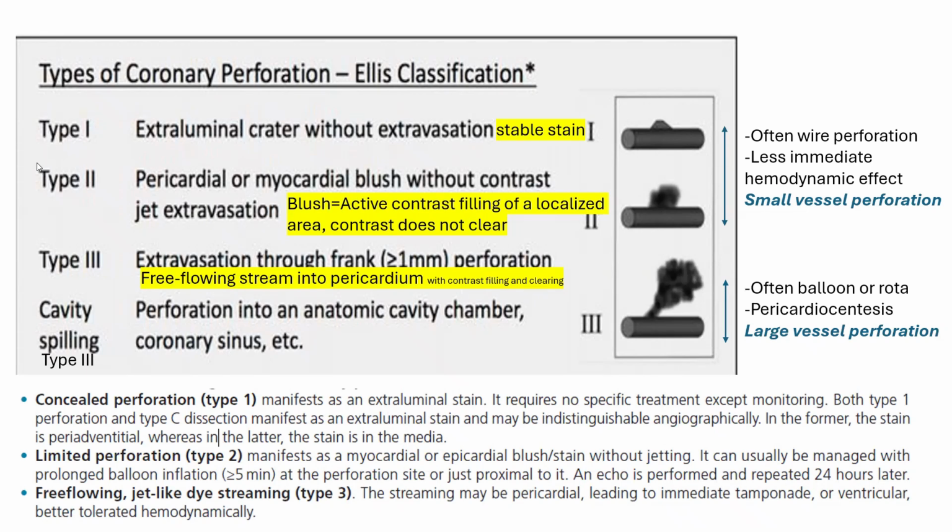So type 1 and type 2 typically occur with a small vessel perforation, wire-related perforation, and they lead to less immediate hemodynamic effects, whereas type 3, the free-flowing contrast filling and clearing of a large area, occurs with large vessel perforation, balloon or stent or rota perforation, and typically requires pericardiocentesis.